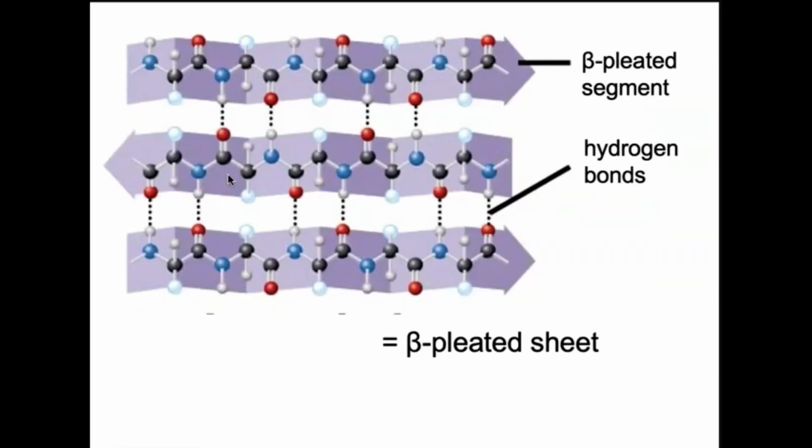Now here's one with three of them, so you don't have to just have two. Here's one segment going one direction, the second segment going in the other direction, third segment going the other direction. They're not showing that there would be a continuation of the polypeptide here. We're just showing you the pleated segments. And then the hydrogen bonds, the dots there between the polar groups. So this is one beta pleated sheet. This would be a flat sheet.